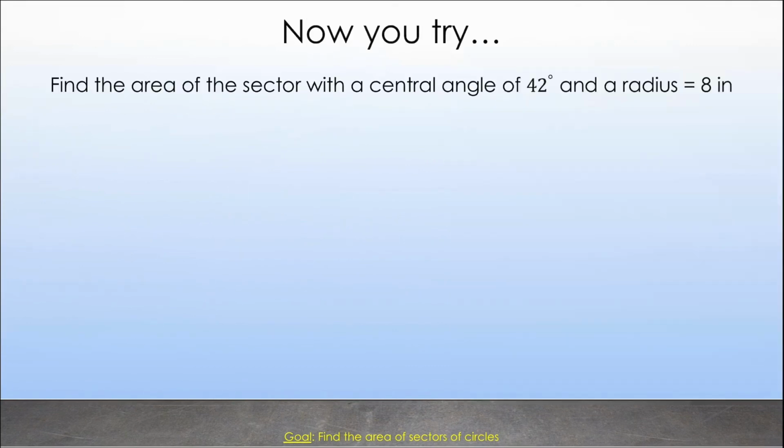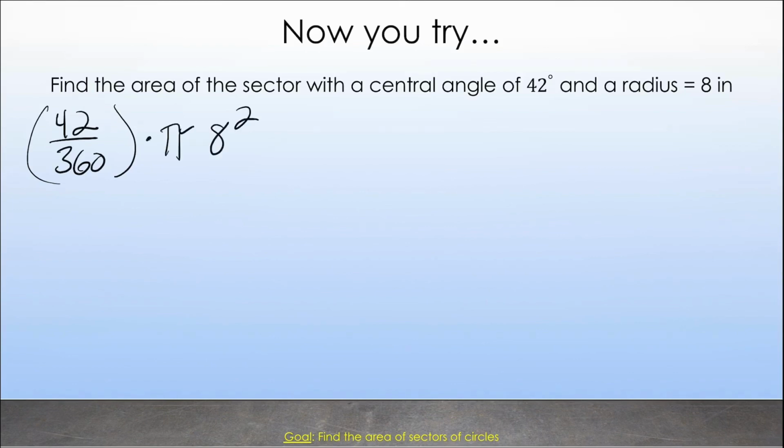Alright, now you try it. Find the area of a sector with a central angle of 42 degrees and a radius of 8 inches. So I get 42 divided by 360 times pi r squared, pi times my radius squared. I'm going to simplify this down: 21 divided by 180 times 64 pi. Multiply those together, it turns into a calculator problem. You can put it in a calculator. I'm not going to solve it any further. The setup's the biggest part here.